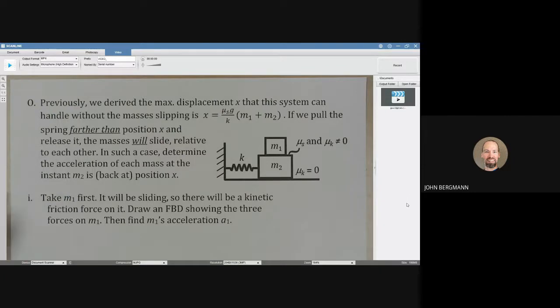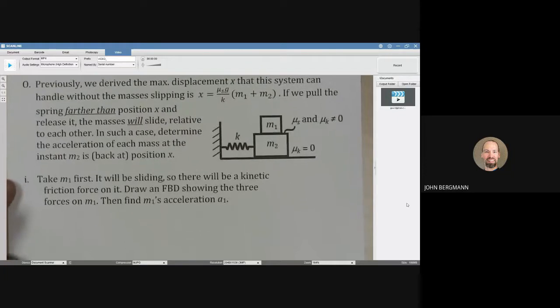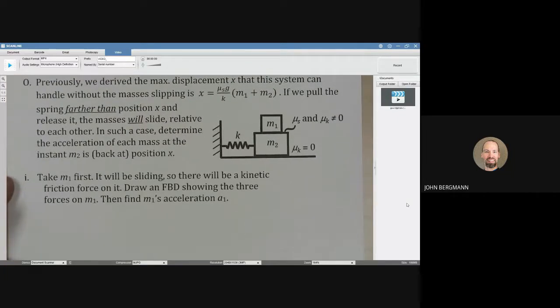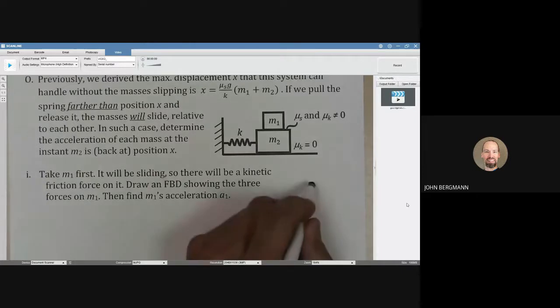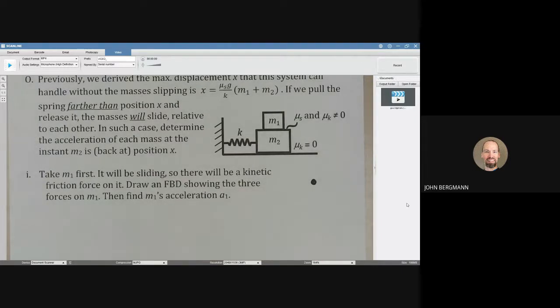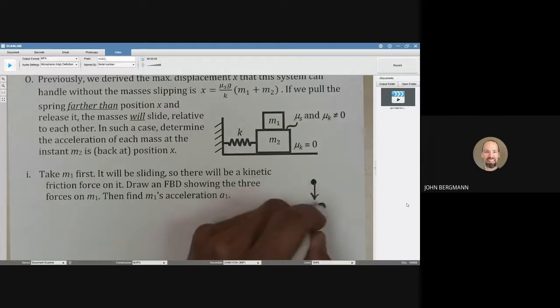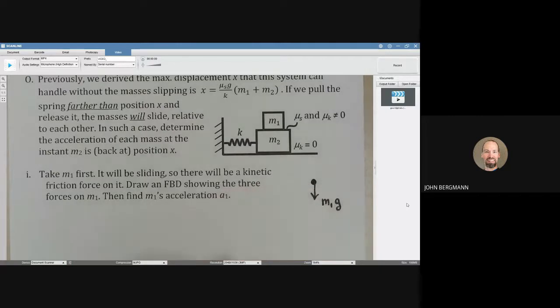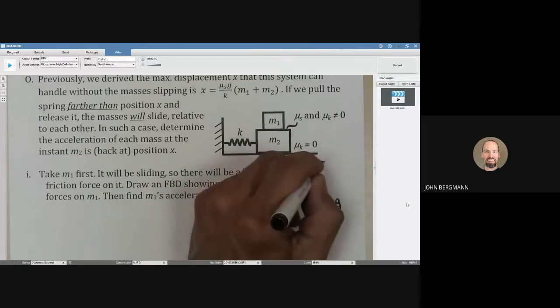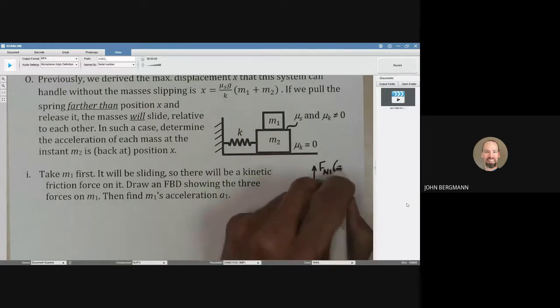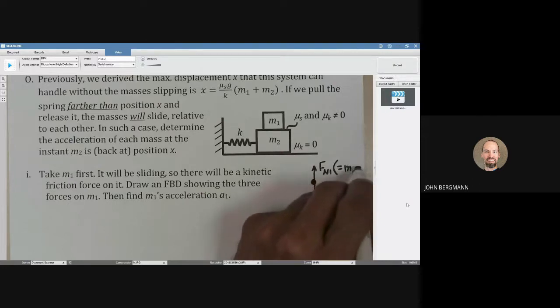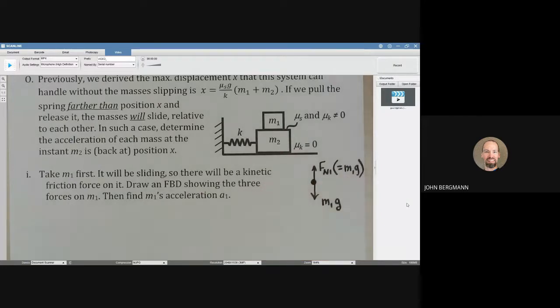All right, so let's try this. Let's take m1 first. It's going to be sliding, so there's a kinetic friction force on it. Let's draw a free body diagram showing the three forces that are on m1, and then let's find its acceleration. There's m1 right there, and it's going to have m1 times g down. It's going to have a normal force up. Let's call it Fn1, and that one is numerically equal, isn't it, to m1g. Those two are numerically equal.